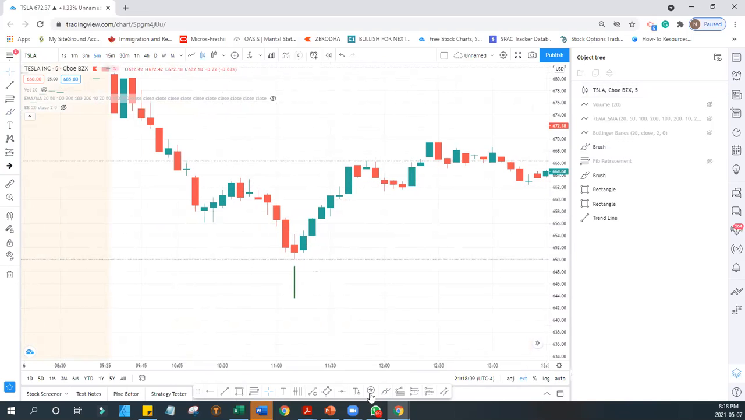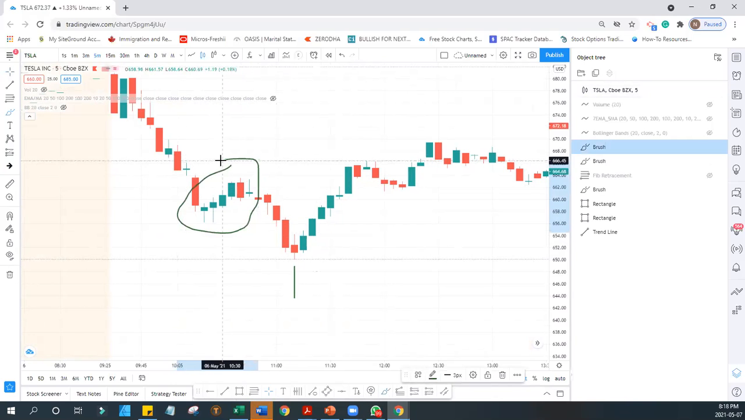It's a prediction. If you see here also, you would have taken a bullish trade, and your stop loss was here.